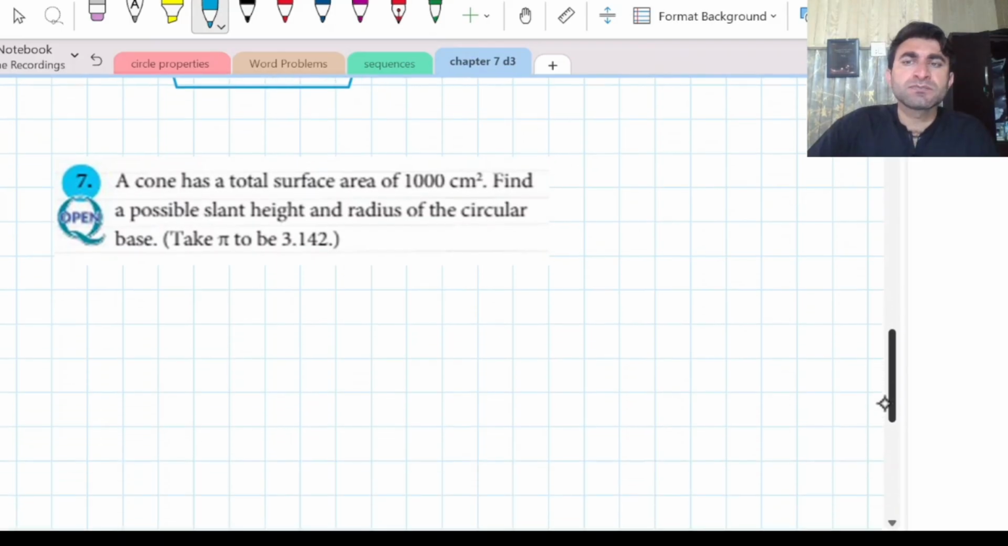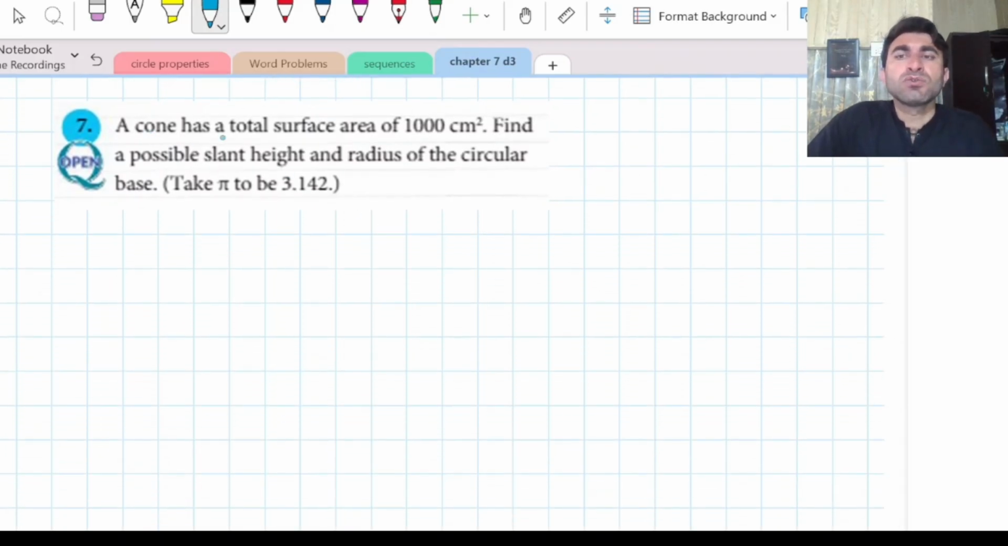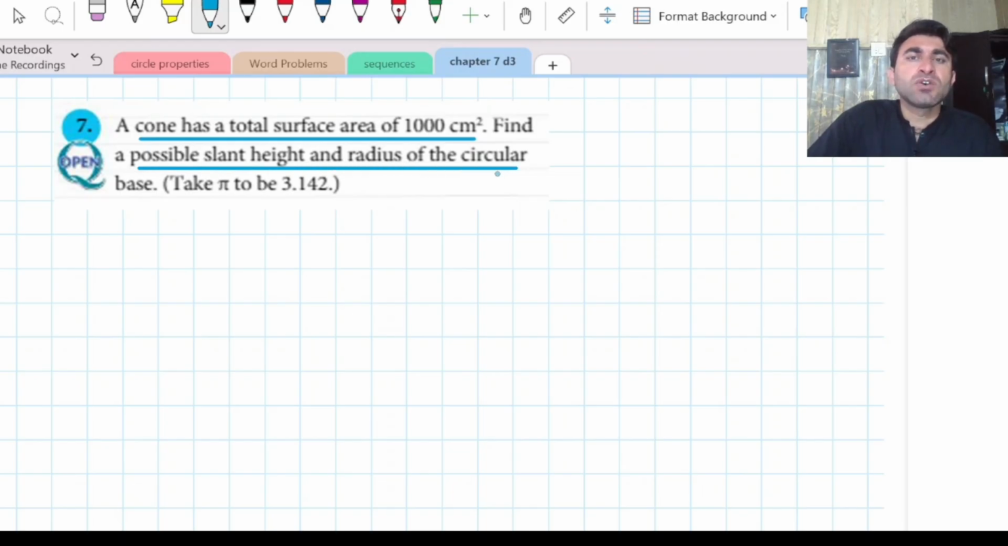Now in question number 7, once again it is an open question. A cone has a total surface area of 1000 centimeter square. Find a possible slant height and radius of the circular base. Now we are to suggest one value of the two. We can either suggest the value of slant height, or otherwise we can suggest the value of radius. So starting with the total surface area, we know the total surface area of a cone is pi r l plus pi r square, and this equals 1000 centimeter square.